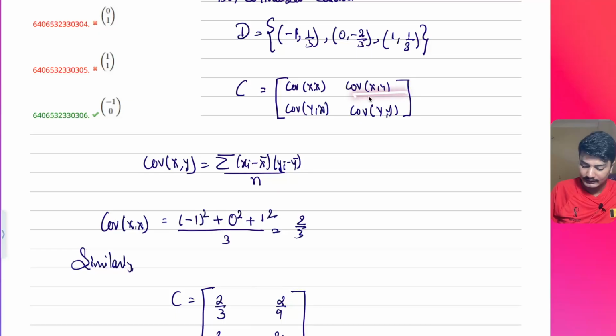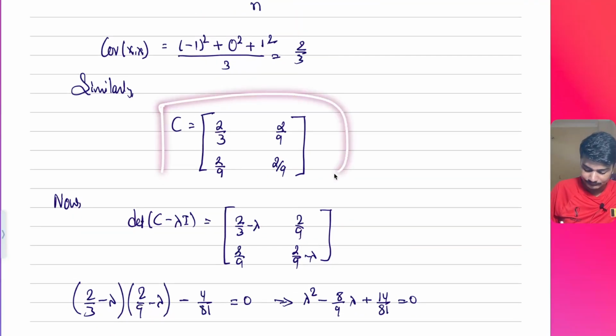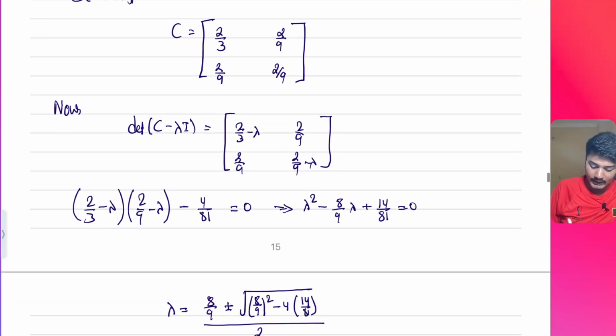Similarly, we will find it for this, this, this. After finding these, you will get a covariance matrix like this. Now you have to find the determinant of C minus lambda I. You have to subtract lambda I from C and then find the determinant. So your covariance matrix will look like this. It is subtracted diagonally because it is lambda times I, which is lambda times the matrix (1 0; 0 1). That's why it will be subtracted like this.